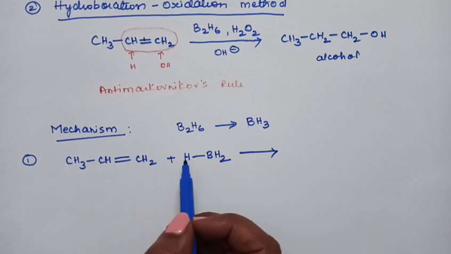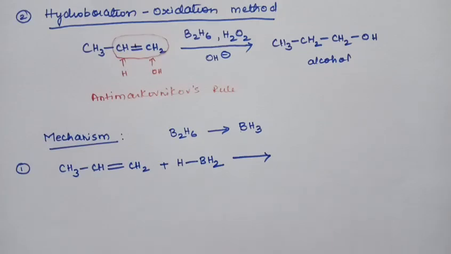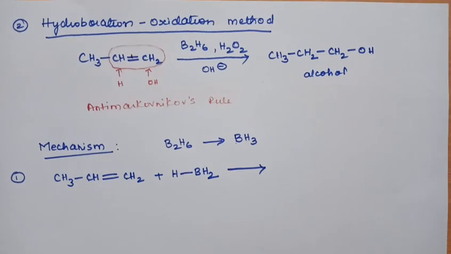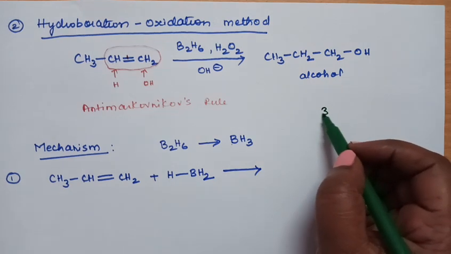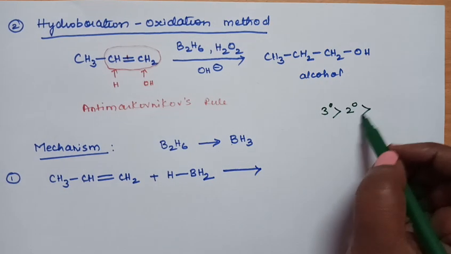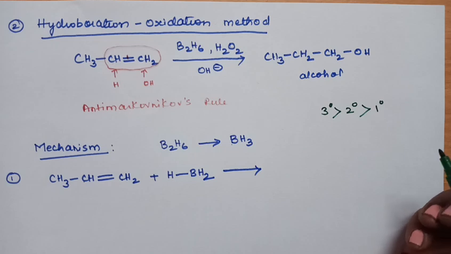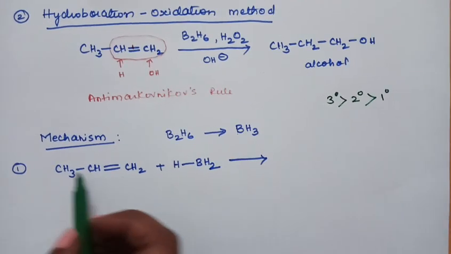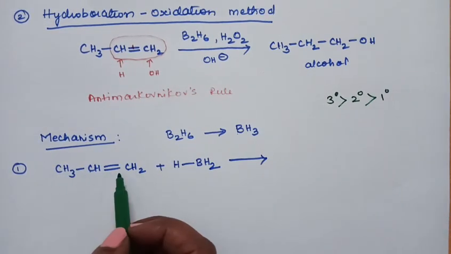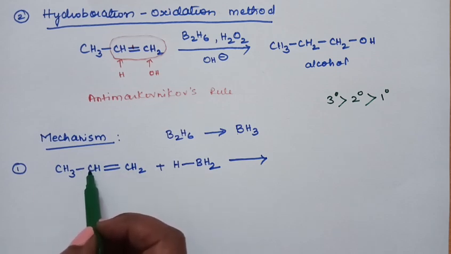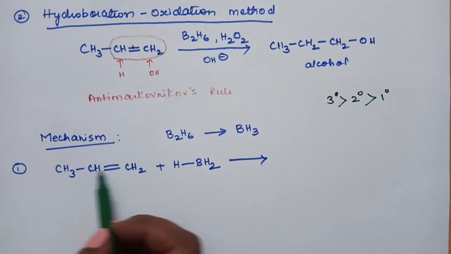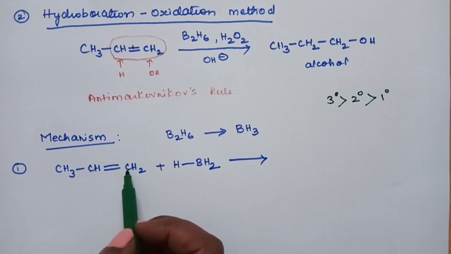But to which carbon we should add hydrogen? So students, here what we have to remember is stability of carbocation. Already you know the stability of carbocation. Tertiary carbocation is more stable compared to secondary, more stable than primary carbocation. So we should imagine a carbocation should be formed and that should be stable. So here if I write positive sign on this carbon, then it will be secondary carbocation. If I write positive sign here, it will be primary carbocation.